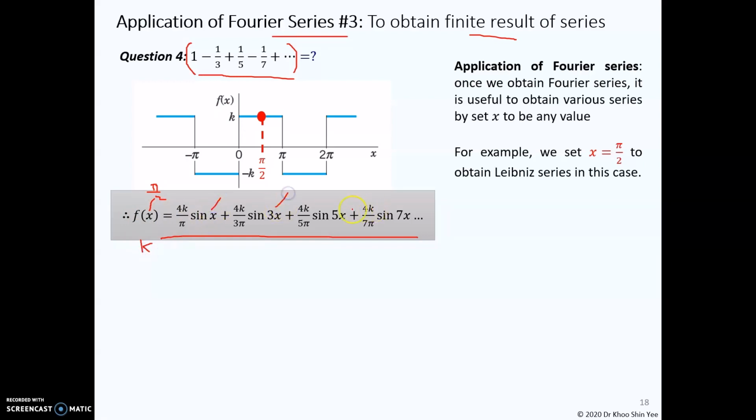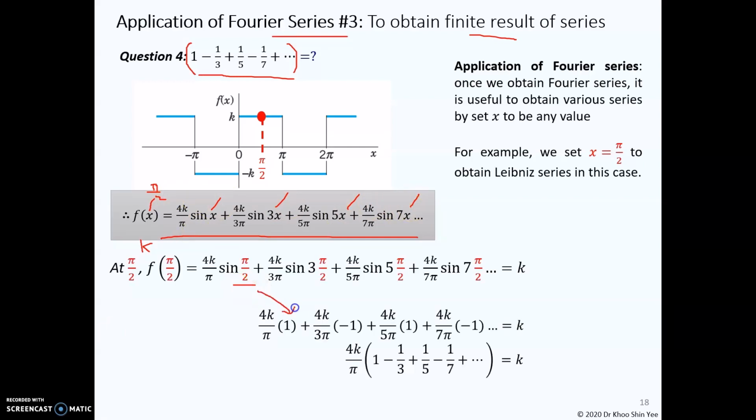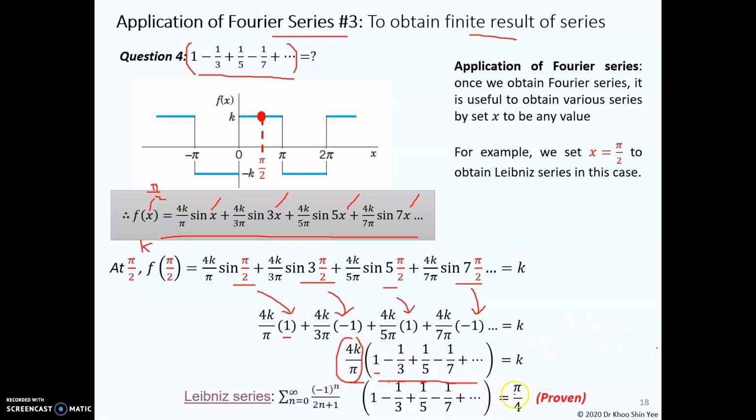Substitute the x to be pi over 2 and compute the sine. Then you obtain sine pi over 2 equal to 1, sine 3 pi over 2 equal to negative 1, and so on. You take the 4k over pi from this equation, and then you obtain the 1, negative 1 over 3, 1 over 5, negative 1 over 7, and so on. To obtain the answer for this series, let's move this to the right hand side. Then you should obtain pi over 4 on your right hand side where the k can be cancelled. Then you obtain the answer for this series.